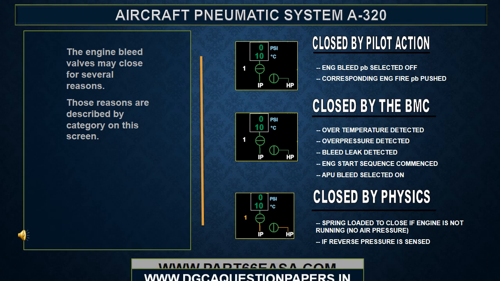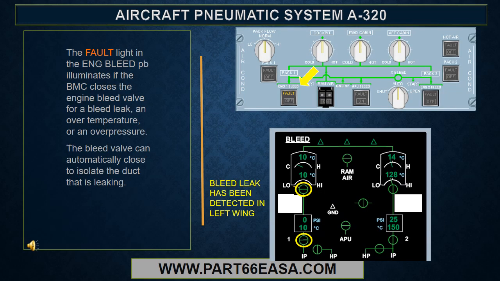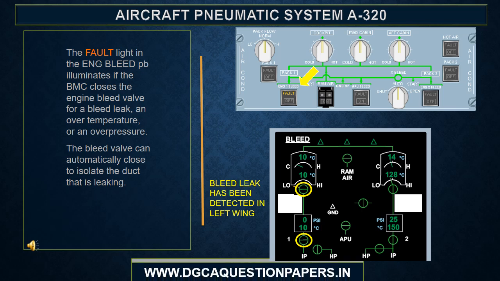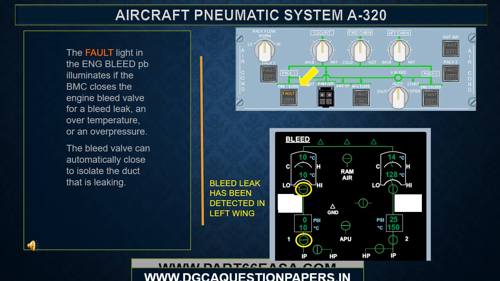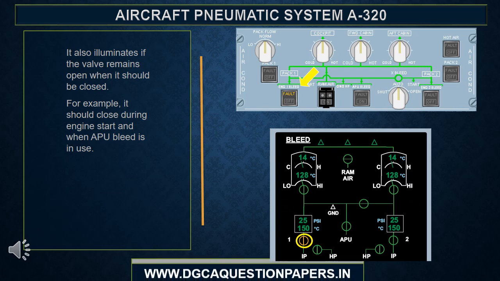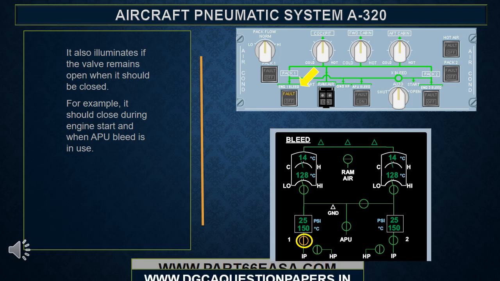Here you can see all of the possible reasons that the engine bleed valves may close. The fault light in the engine bleed push button illuminates if the BMC closes the engine bleed valve for a bleed leak, an overtemperature, or an overpressure. The bleed valve can automatically close to isolate the duct that is leaking. It also illuminates if the valve remains open when it should be closed. For example, it should close during engine start and when APU bleed is in use.